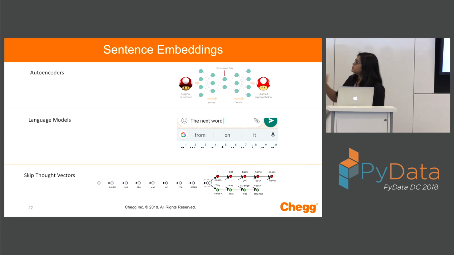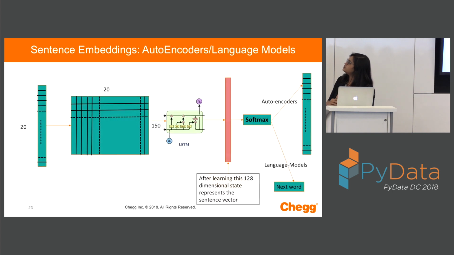I will take a brief look into the architecture of the sentence embedding form. So in this particular architecture, the initial input was the tensor of the word vectors. It was fed into an LSTM, which outputted your sentence vector, which was fed into a softmax. And then the problem we were trying to optimize for autoencoders was the same sentence itself. For language models, we were trying to optimize the next words.